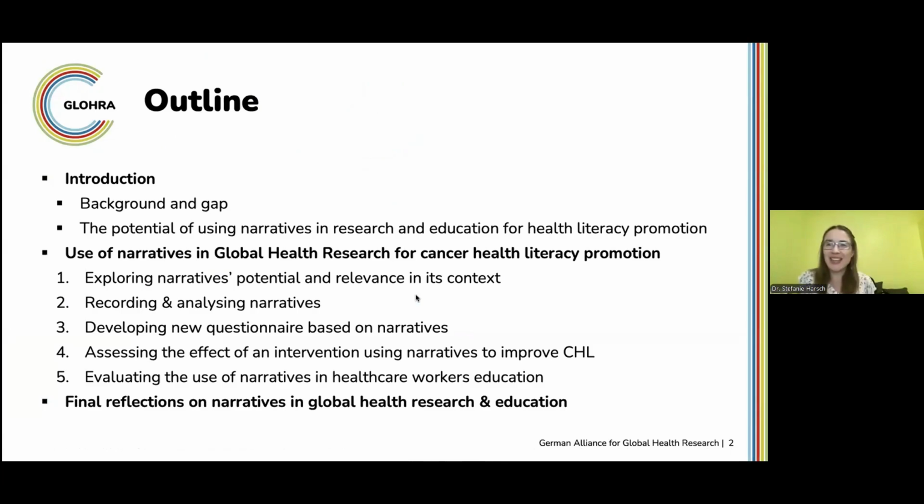So what do I want to cover today? First, I would love to give you a bit of background and identify the gap, and then focus on the potential of using narratives in research and education in general. Then the main part is going to focus on how we used narratives in global health research for cancer health literacy promotion. And there we had different phases where it was all about understanding and exploring the potential of using narratives and recording them, using them for developing a questionnaire, using them in an intervention for cancer patients, but also for healthcare professionals. And finally, I want to share some reflections on the use of narratives in global health research.